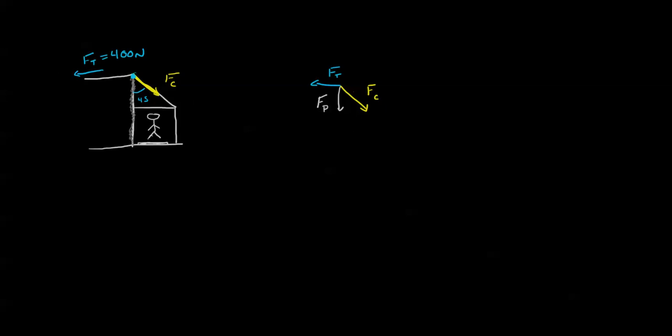We'll go through this pretty quickly. You can either resolve this in the x direction, in which case we know that the tension in the x direction is 400 newtons. So we say the sum of the forces in the x direction is 0, and that is negative force T minus sine 45 times force of C. And we can solve that, and we'll see that.